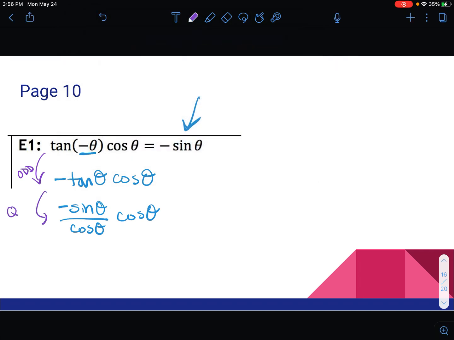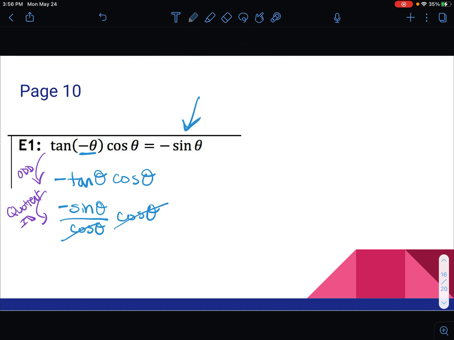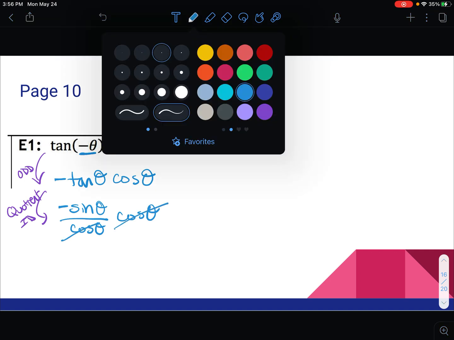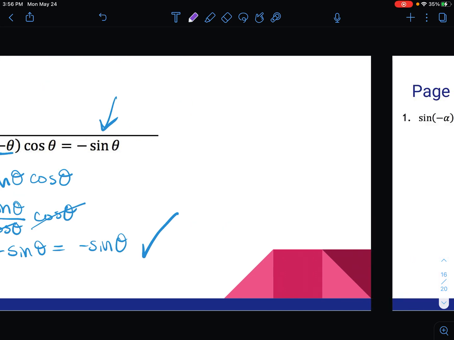All right, so this we would say quotient identity. From here, hopefully we can see some canceling that can happen when we reduce. So we'll have negative sine theta equals negative sine theta, which is what I was trying to prove. We just did reduce, and we proved it. So you're going to use those different tools to be able to justify and prove.